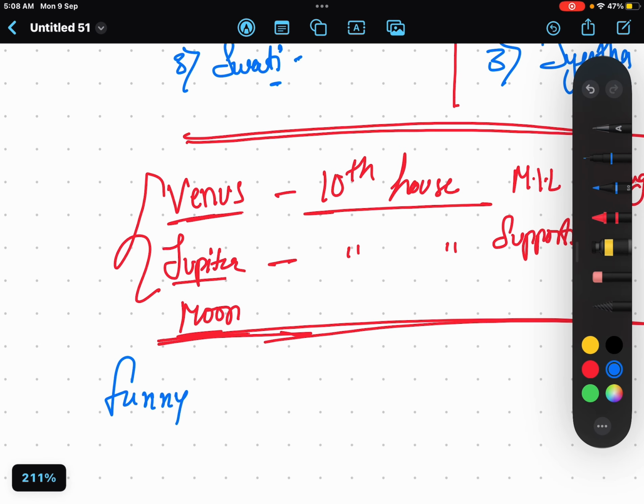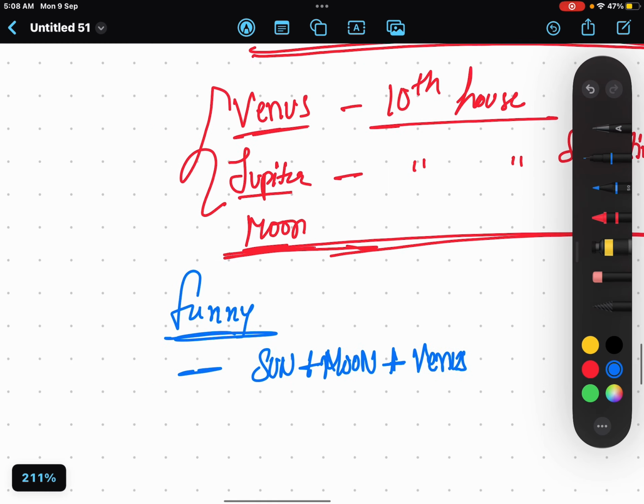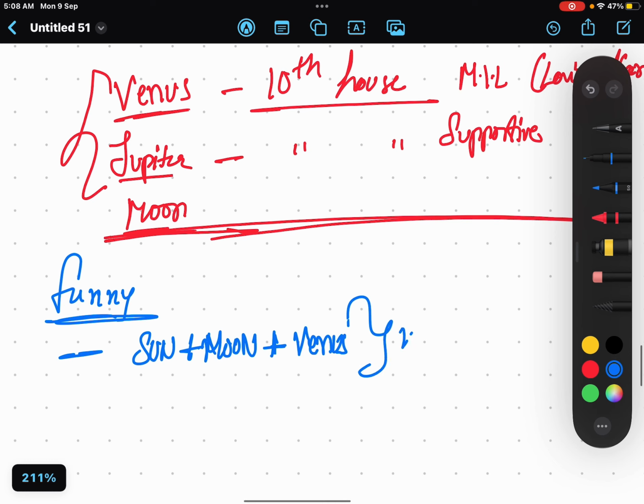Imagine you have a 10th house that has Sun, Moon, and Venus. Sun is demanding, Sun is leadership, Sun is bossy. Moon means caring and nurturing. Venus means luxurious, helpful, and loving. All three come into the 10th house of your chart.